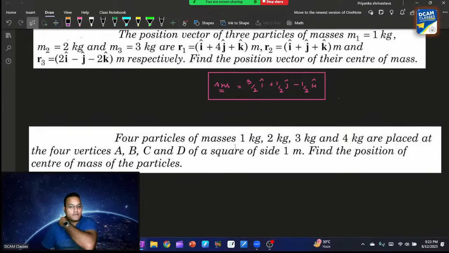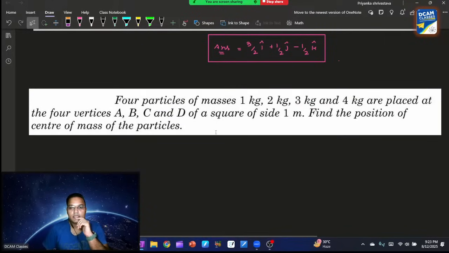Now attempt the second one. Yes, sir, 9/6 i cap. Now try attempting the second one.